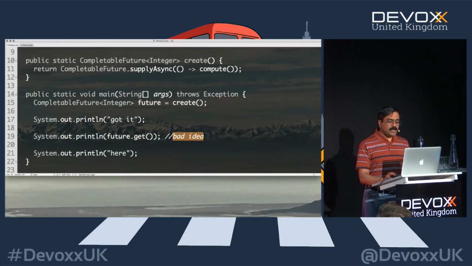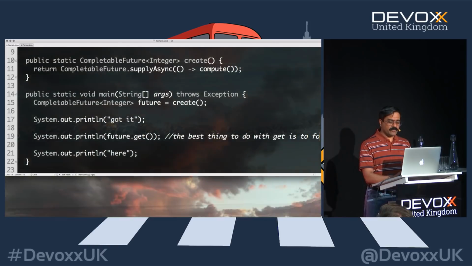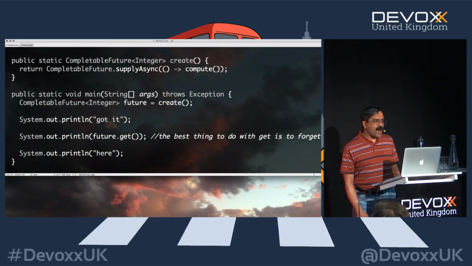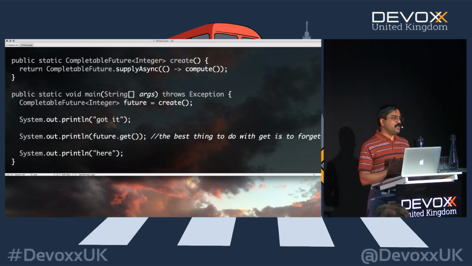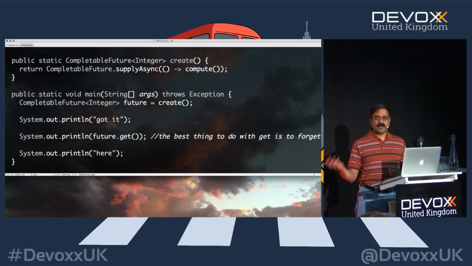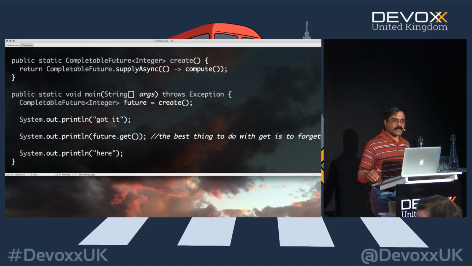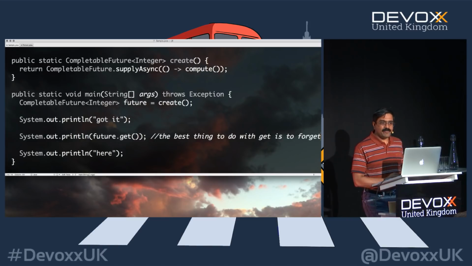So I have only one recommendation about get. The best thing to do with get is to forget. So don't even bother, right? Really bad idea. Don't use this method. I would encourage you to use thenAccept rather than using get. Don't even bother using get. So this is not a very smart call to make because it is a blocking call, and you don't want to do blocking because it kind of defeats the whole purpose of asynchrony when you block on stuff and wait for it. So that's one of the things.